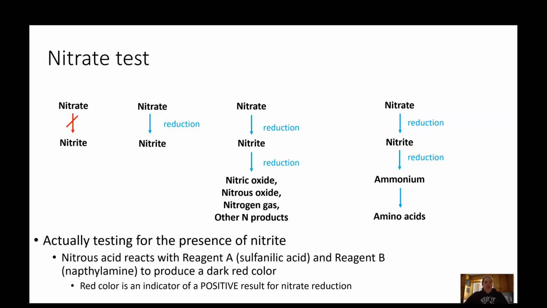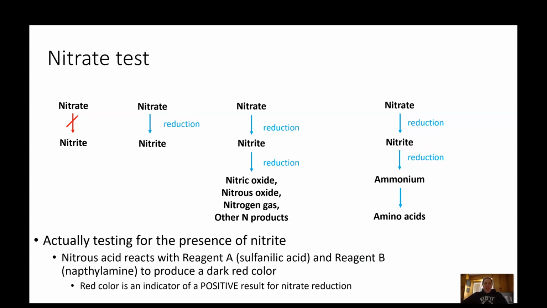We just call them reagent A and reagent B. And when we add these two, we add several drops of reagent A and several drops of reagent B. And as soon as we do that, if nitrite is present, it will turn this really nice, pretty dark red color. So in this step of the reaction, red color is an indicator of a positive result for nitrate reduction.